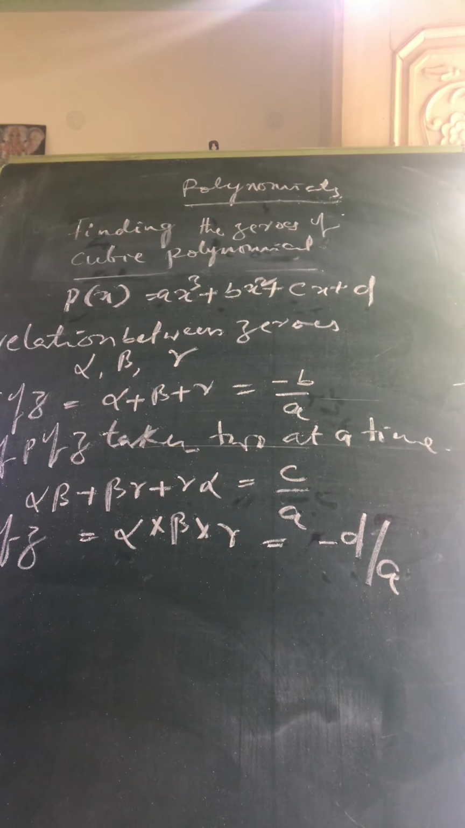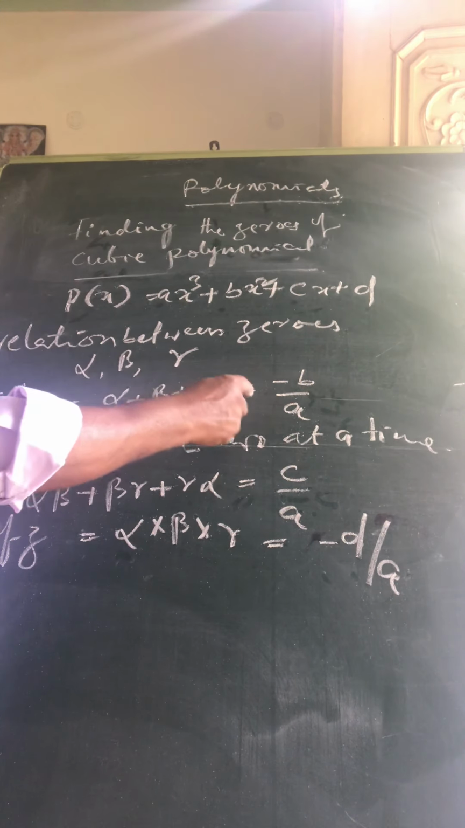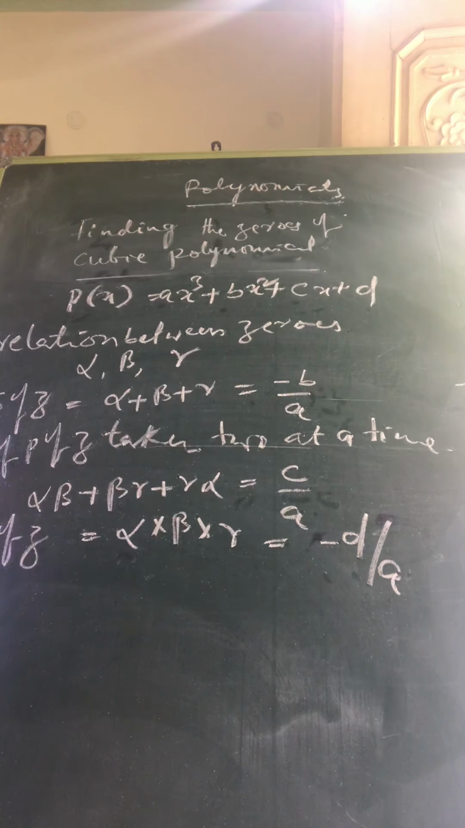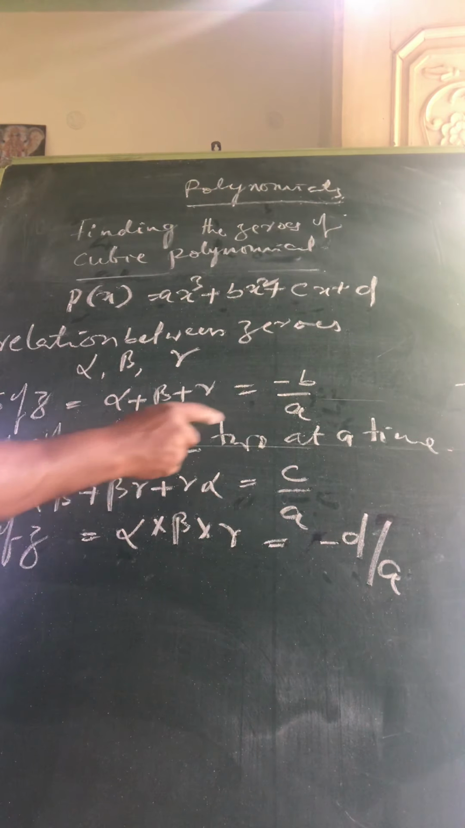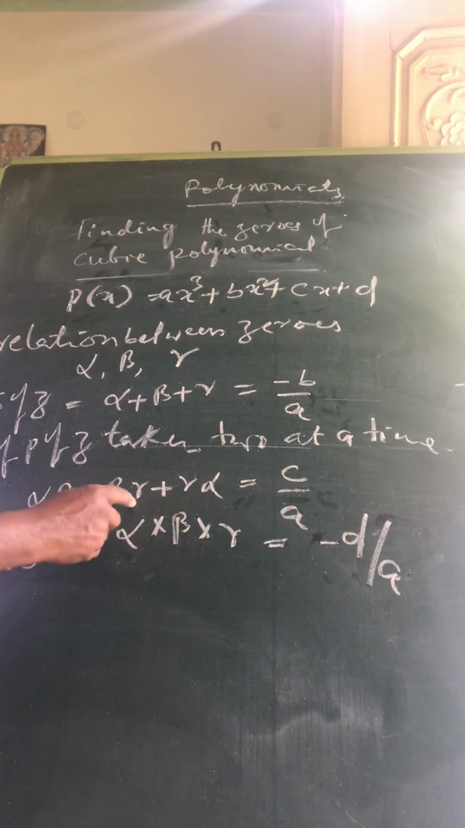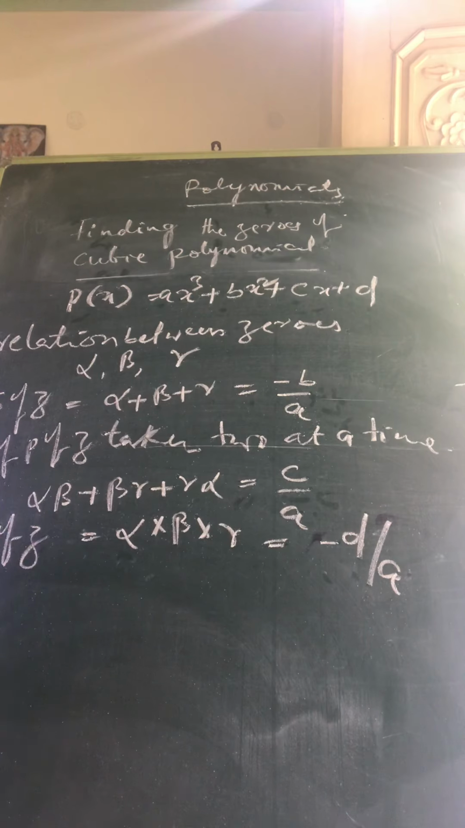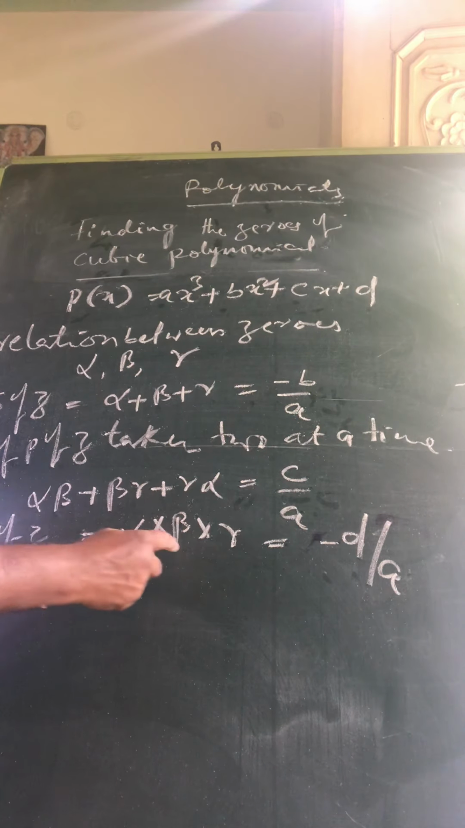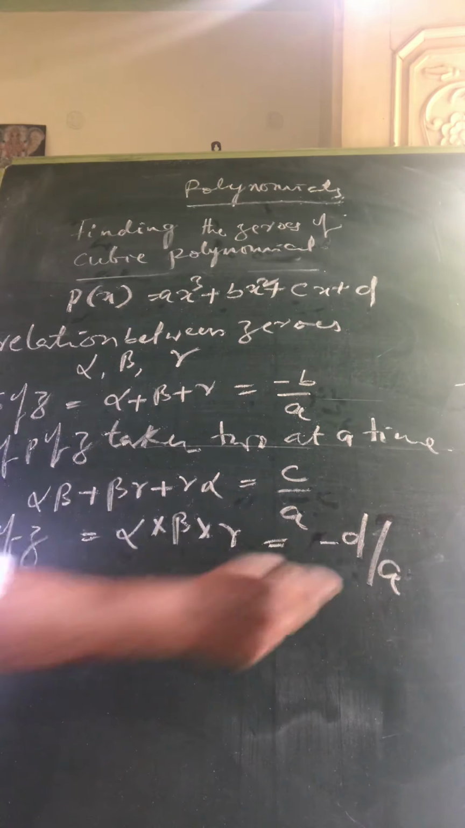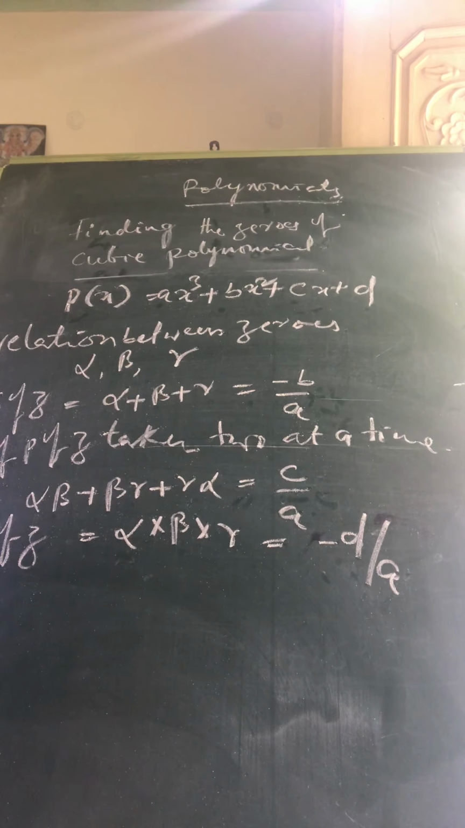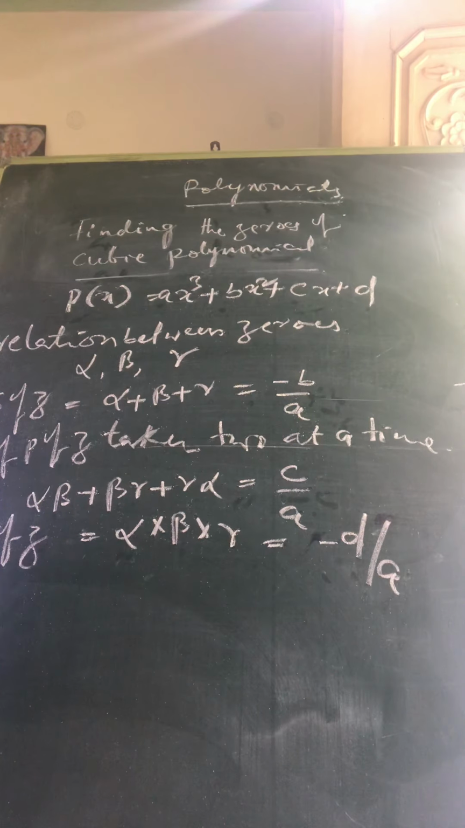One is the sum of the zeros, the second is the sum of the product of zeros taken 2 at a time, and the third is the product of the zeros. Alpha plus beta plus gamma is equal to minus b by a. Alpha beta plus beta gamma plus gamma alpha is equal to c by a. Alpha into beta into gamma is equal to minus d by a. These are the three relations between the zeros and the coefficients. Now we are verifying these relations for the problem we have done earlier.